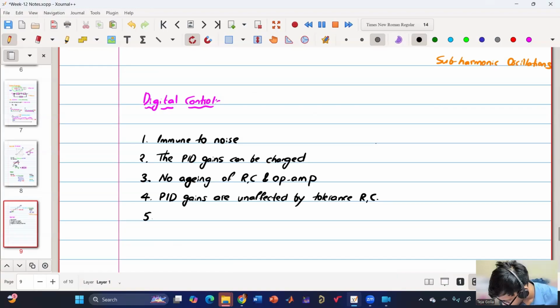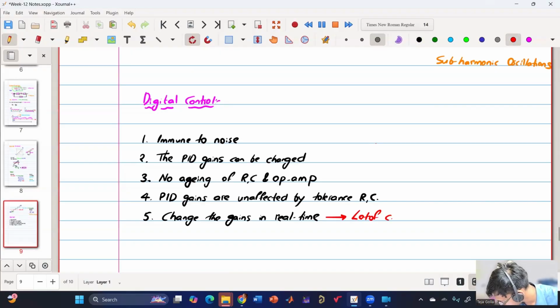Another thing is I can change the PID gains in real time, because it's a digital control which can take action. I can write a code: if this happens, do this; if that happens, do that. Whereas in the analog, you will need a lot of circuits, right? So in the case of analog, you need a lot of circuits, which means cost will increase. Also, the area will increase.